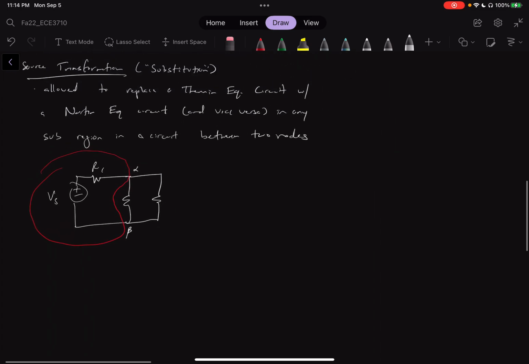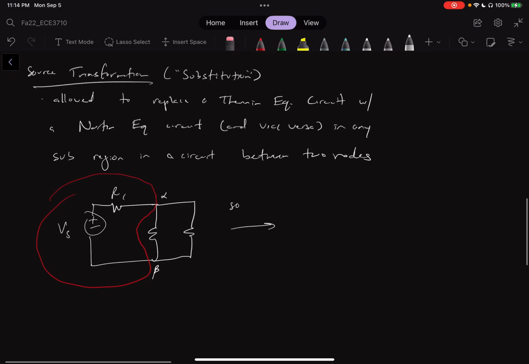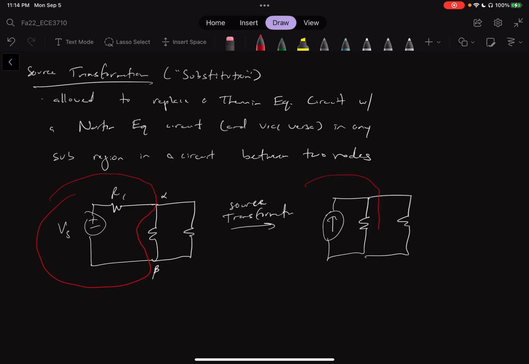Source transformation, or what I like to call source substitution, allows me to transform the circuit such that now I have... you see how what I circled on the left hand side has been replaced by what's on the right hand side. This is R1 and this is Is, where Is is equal to Vs divided by R1.